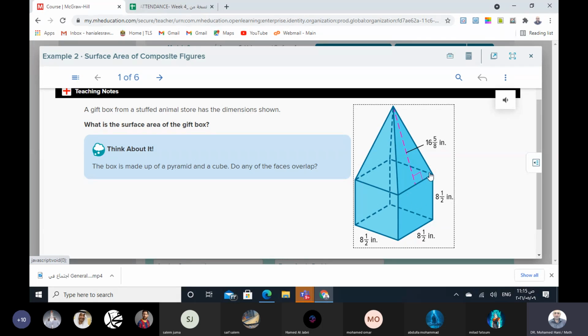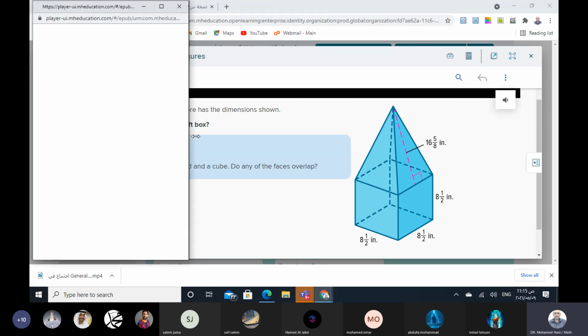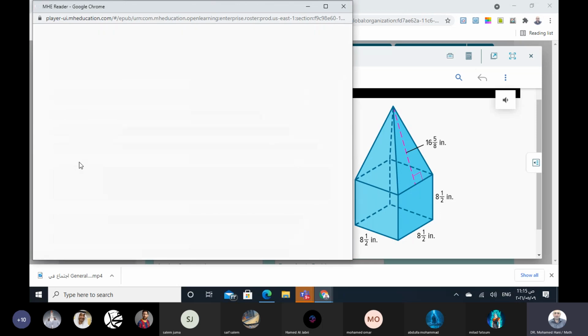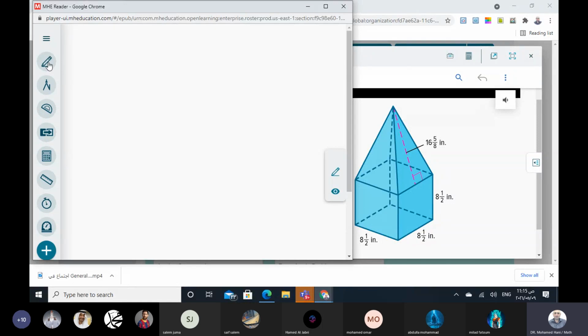Find the surface area of the cube down, then the surface area of the pyramid. Then you can find the total by adding. How? Listen to me, please. At the first step, I will find the surface area of the pyramid. So S means the surface area of the pyramid. To find the surface area of the pyramid, start from the base. Find the area of the base.